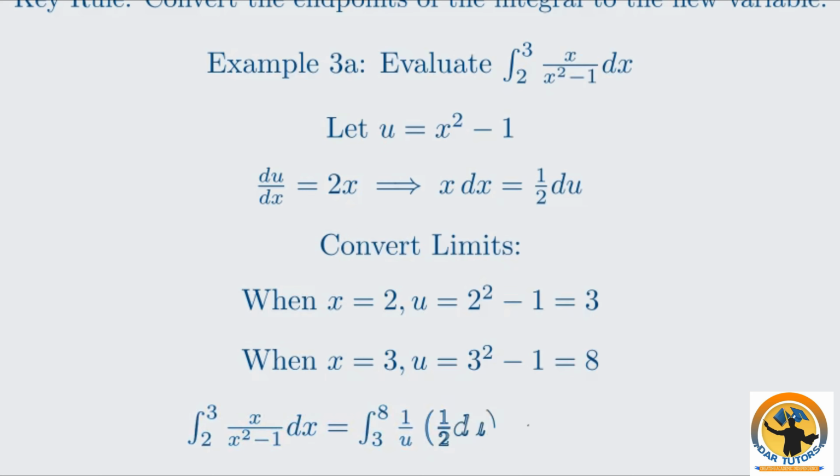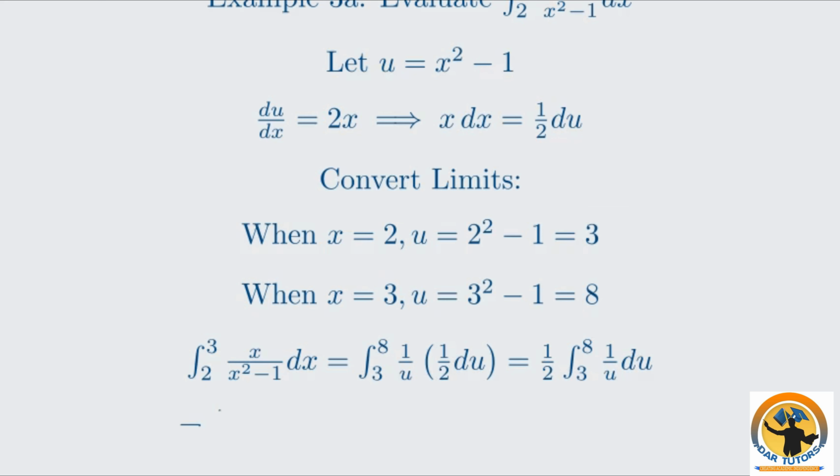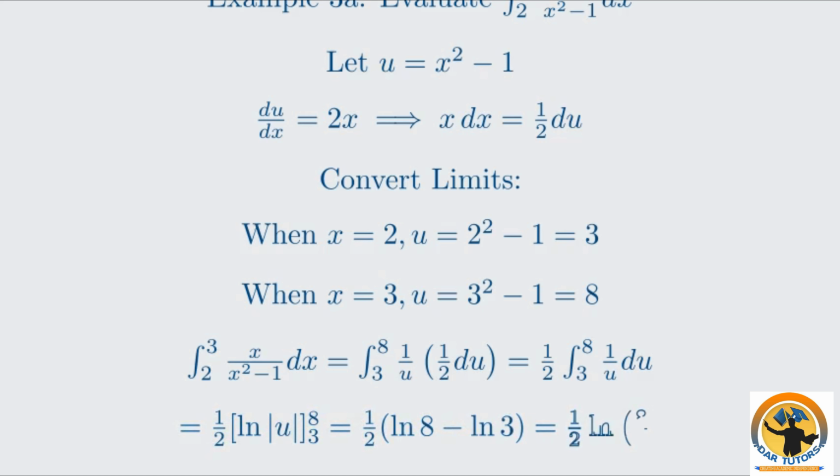We can pull the 1/2 out, leaving us with 1/2 times the integral from 3 to 8 of 1 over u du. This is a much simpler integral to solve. The antiderivative of 1 over u is the natural logarithm of the absolute value of u. Evaluating from 3 to 8, we get 1/2 times the quantity ln 8 minus ln 3. Using logarithm properties, this simplifies to 1/2 ln of 8 over 3.